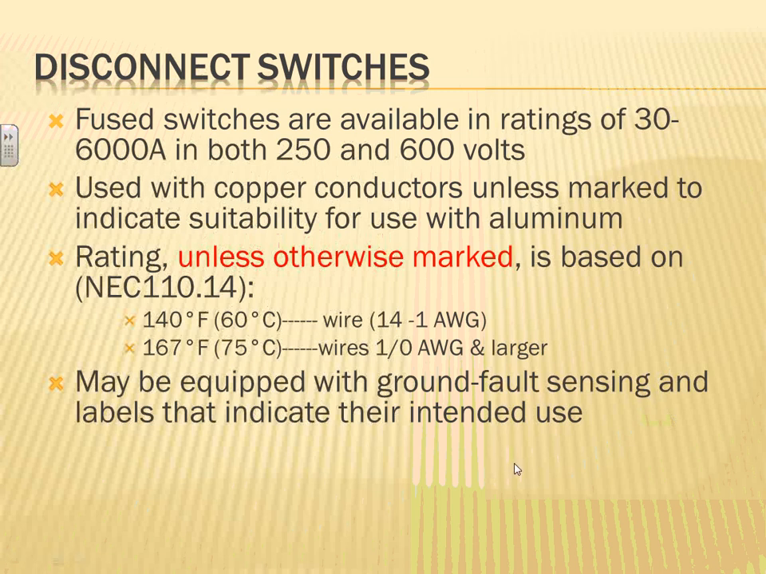Also, on the disconnect we have ground fault sensing. We'll talk about ground fault protection. If you have a fused disconnect, it can have a sensor that senses if you have a ground fault condition and interrupts the system upon the existence of a ground fault condition.